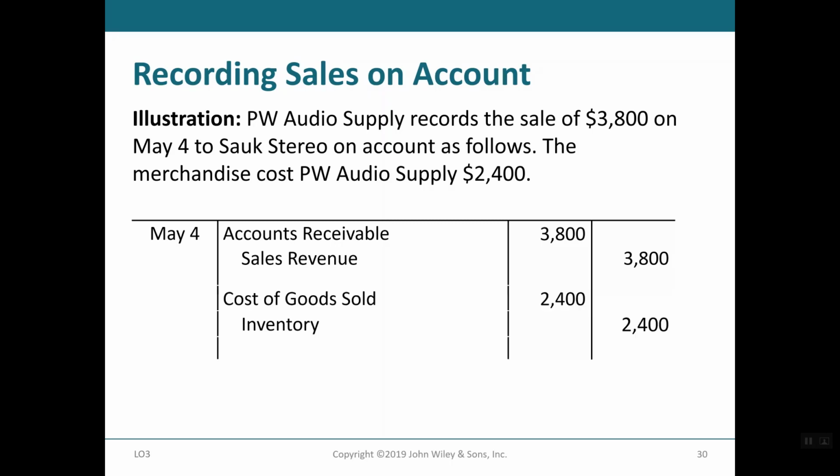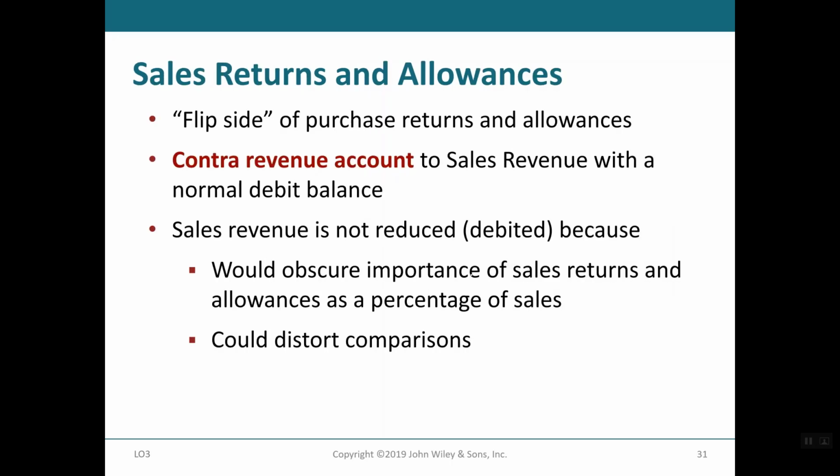Now we're going to record our expenses. The cost of goods sold, which is an expense, is an increase in cost of goods sold, which is 2,400, and a decrease in our assets, inventory, which is 2,400. Okay, I'm hoping that we're understanding.